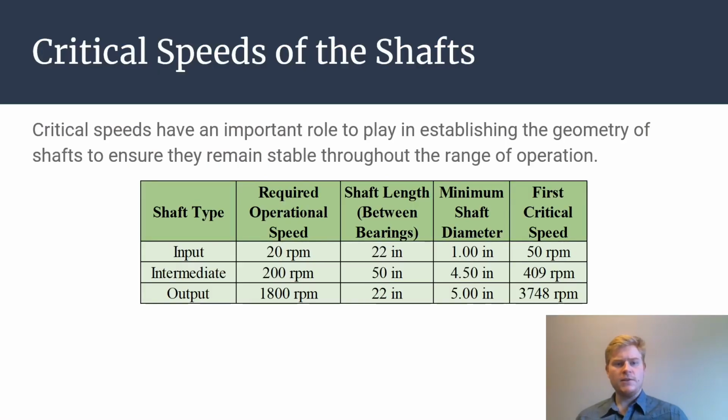Beginning with critical speeds, it is important to note the role that they play in determining the geometry of the shafts. They were taken into consideration to ensure the shaft remains stable throughout their intended range of operation. As can be seen in the table below, each shaft possesses a required operational speed according to the gearing of the system. All shafts possess a minimum shaft diameter greater than the value shown in the fourth column of the table to ensure the first critical speed associated with the shaft diameter is greater than twice the operational speed. Thus, the shafts are designed to not suffer from any associated vibrations or deflections.